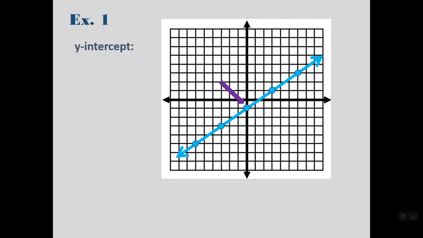Now the y-intercept is a little bit more straightforward because you're just looking for the point where it's crossing on the y-axis. That's the vertical axis. You see the line is crossing right there at the point (0, -1). So that's our y-intercept. And sometimes people write it just with the value of the y coordinate of that point. So we could say the y-intercept is -1.